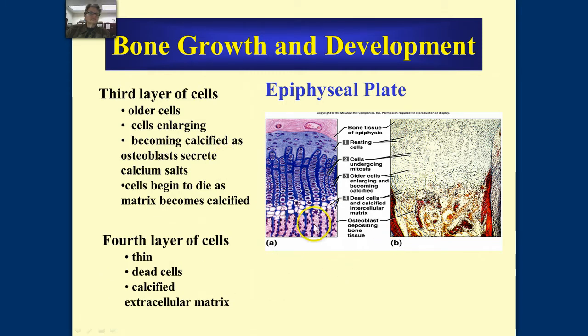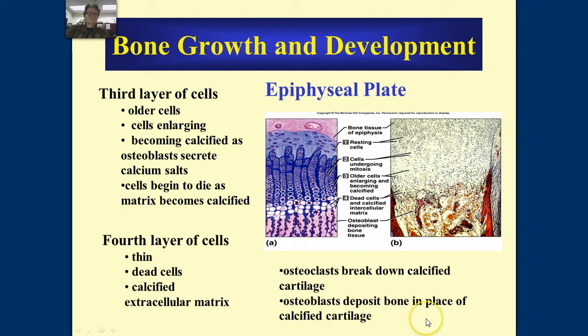The fourth layer of cells are dead cells that are calcified, and you have the extracellular matrix that's formed. The osteoblasts are depositing this tissue. These are dead cells, the older cells, and then those undergoing mitosis, the resting cells, and there's the epiphysis. It's all part of this joint called the epiphyseal plate. The osteoclasts break down the calcified cartilage.